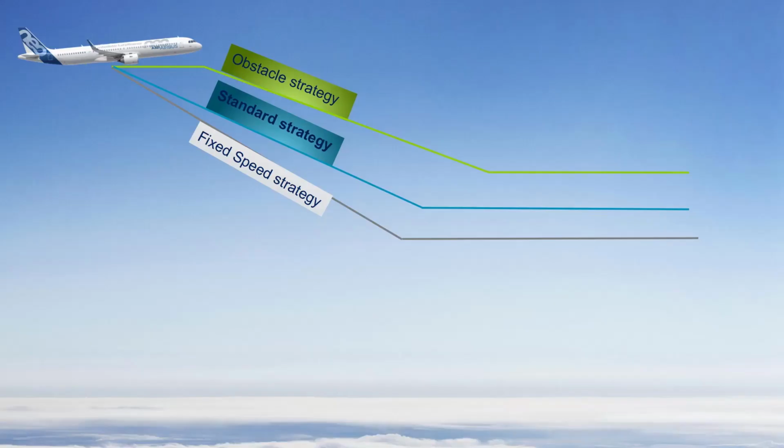When I mention ETOPS, I am referring to the EDTO operation as defined by ICAO standard. During this presentation, I will use the term ETOPS. During the flight preparation, you can review the descent strategy to adopt in the event of an engine failure. In the case of an engine failure during cruise, you may have to descend to the one-engine inoperative ceiling using one of the three following strategies: the standard strategy, the obstacle strategy, or the fixed speed strategy.